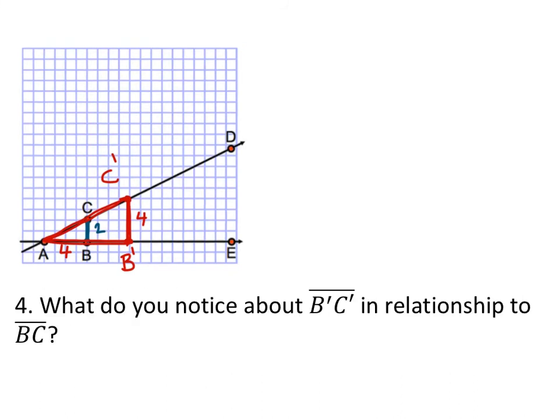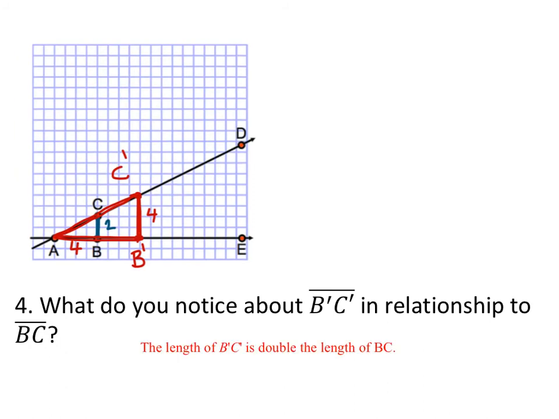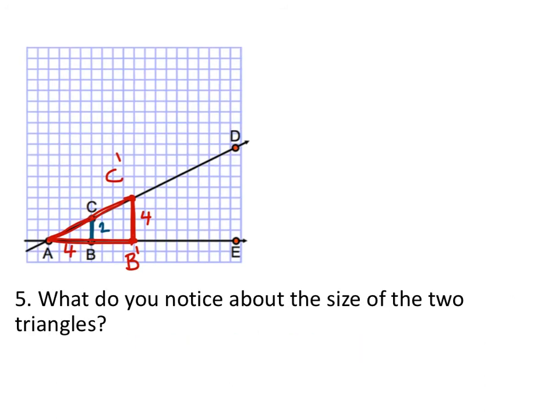What do you notice about the segment B prime C prime in relationship to BC? Take a minute and write one sentence about that with your neighbor. Alright, we kind of did discuss this already, and we saw that BC is 2, and B prime C prime, that segment is 4. So all we've done is doubled the length of BC to get the length of B prime C prime. So what do you notice about the size of the two triangles? Take a minute and write a sentence for that one with your neighbor.